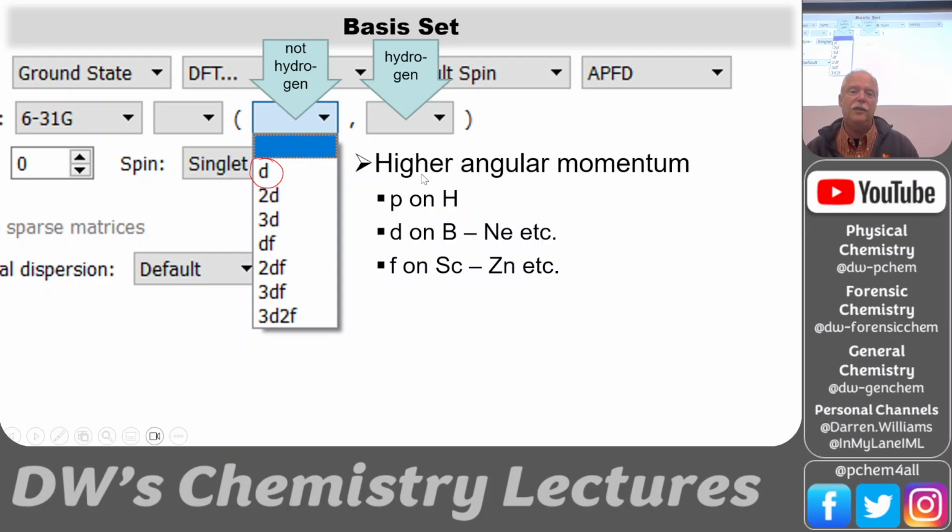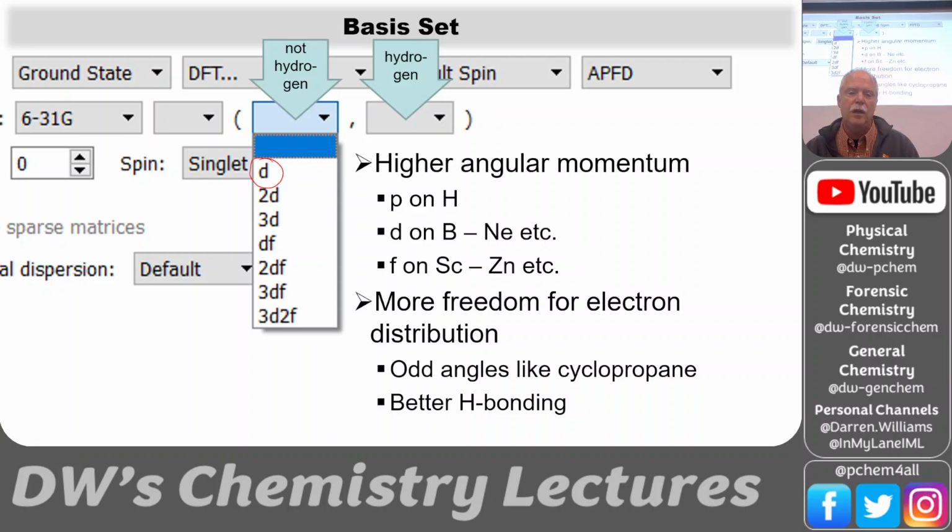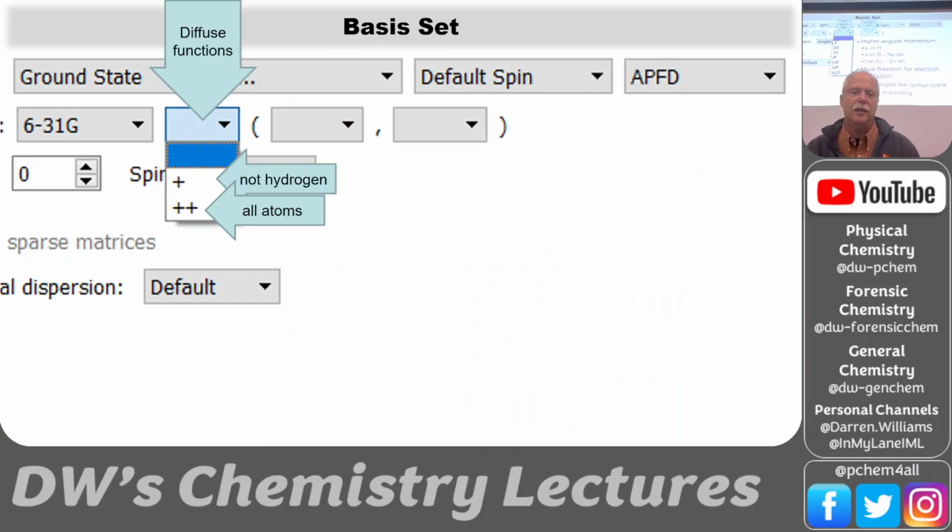Now, if we have something that wants to hydrogen bond, we might put a p orbital on hydrogen. And so it'll put a p orbital on all the hydrogens, and then the hydrogen has some directionality to the way it can bond. So again, more freedom for the electrons allows us to get odd angles and better hydrogen bonding and things like that.